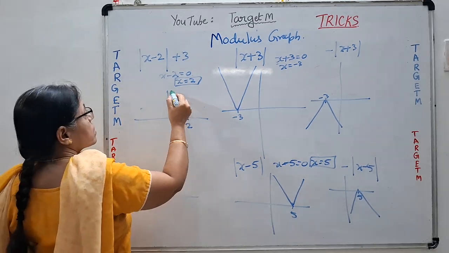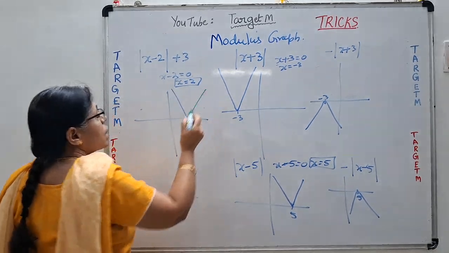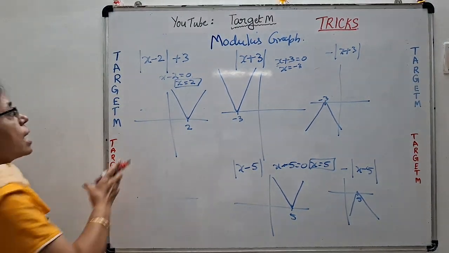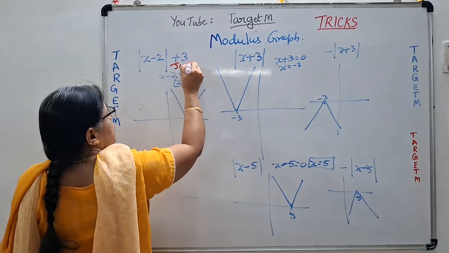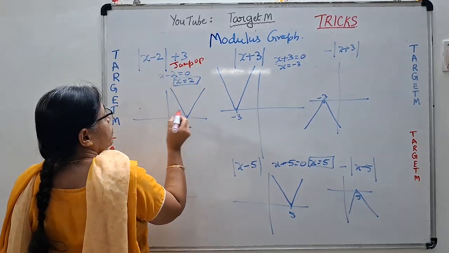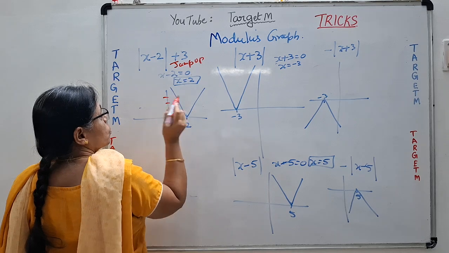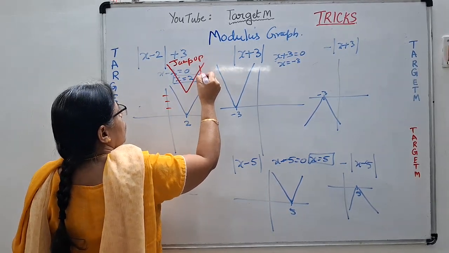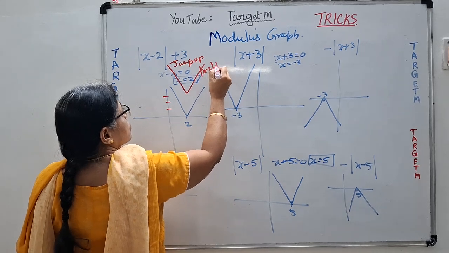Normally mod of x minus 2, this graph is like this. But I want plus 3, means the graph has to jump up. This is jump up 3 units. So this is 1, this is 2, this is 3. At 3, the graph will jump like this. This is called mod of x minus 2 plus 3.